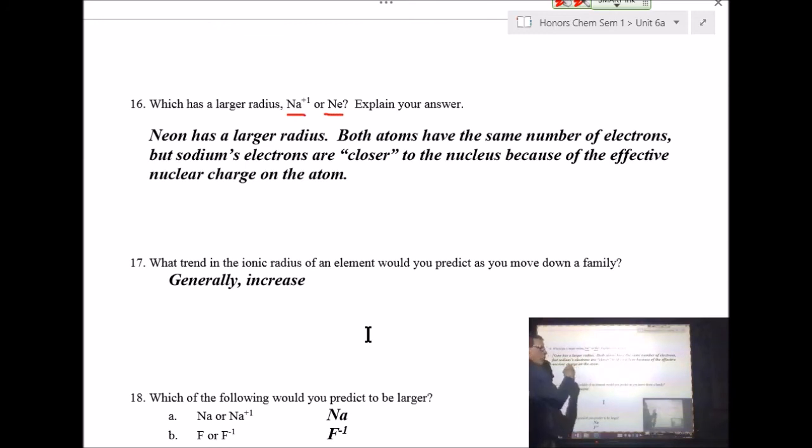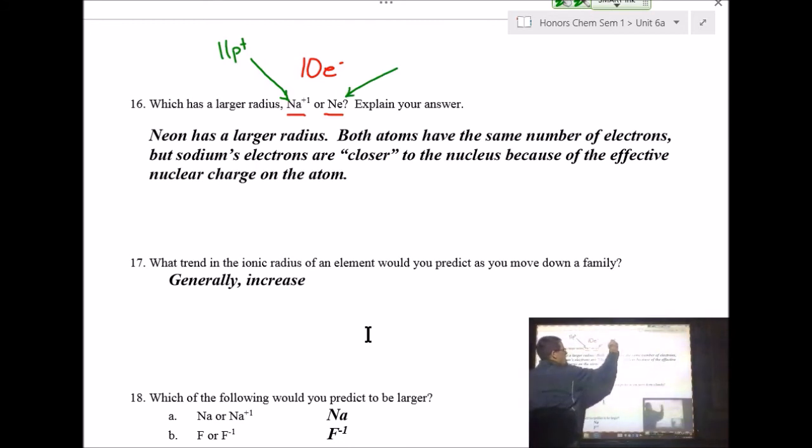Which one has more electrons? Neither. They both have 10 electrons. Okay. So they both have the same number of electrons. Which one has more protons? Sodium with 11 protons, where neon has how many protons? 10.